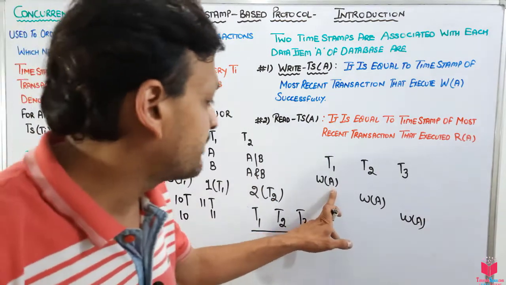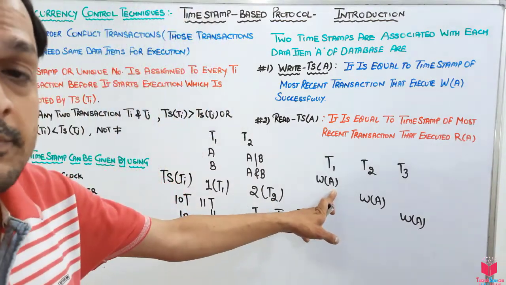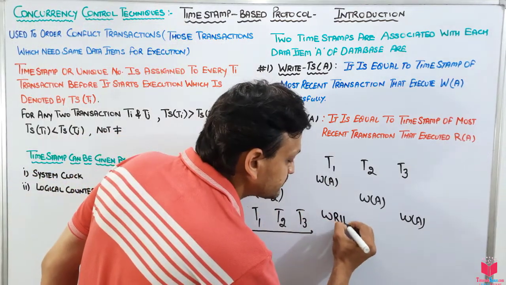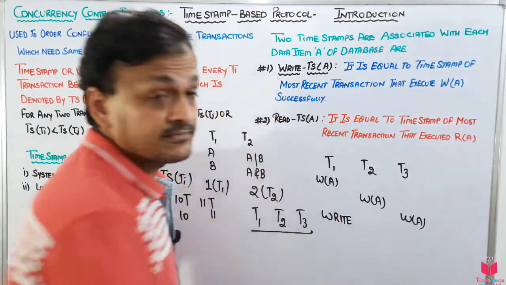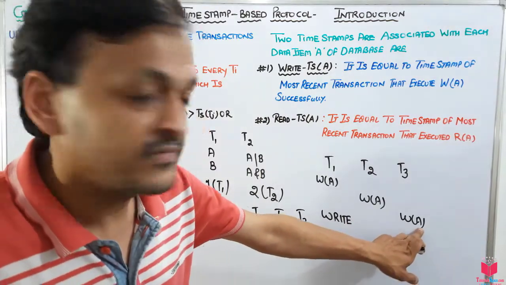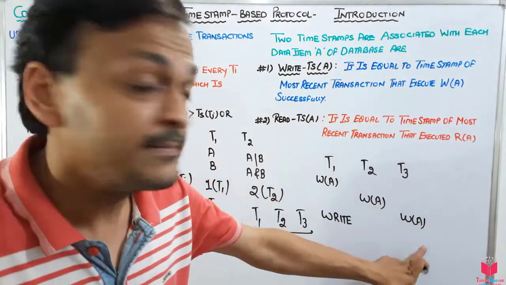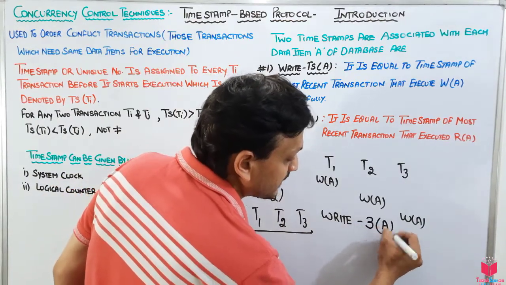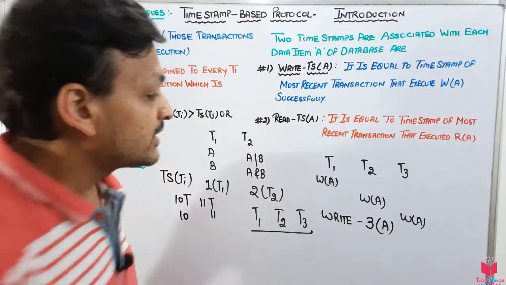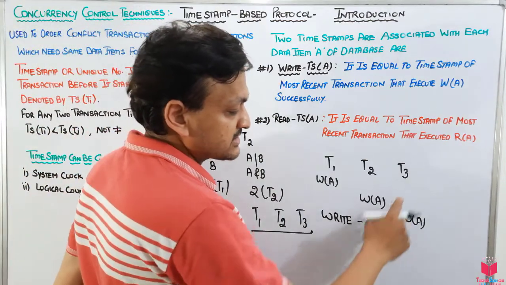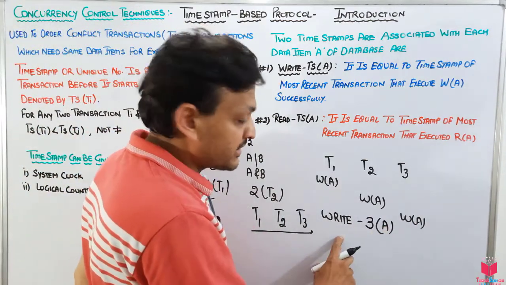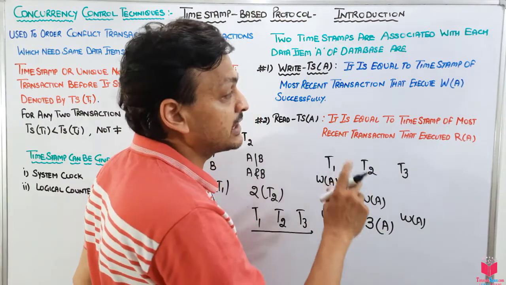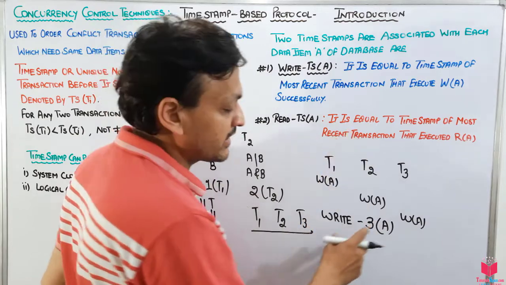So this is the variable A. We write the write timestamp on the variable A, showing which transaction has most recently updated it, and that is transaction 3, successfully. That means W-TS(A) is the timestamp of 3, that is, transaction 3 has performed the write operation on A most recently, or last, successfully.